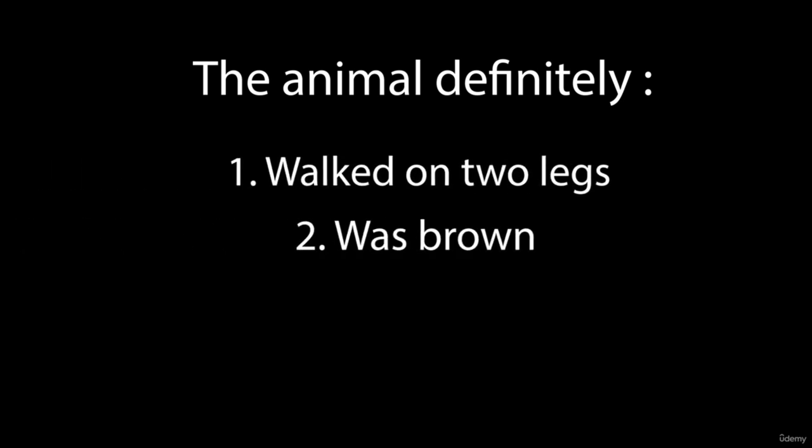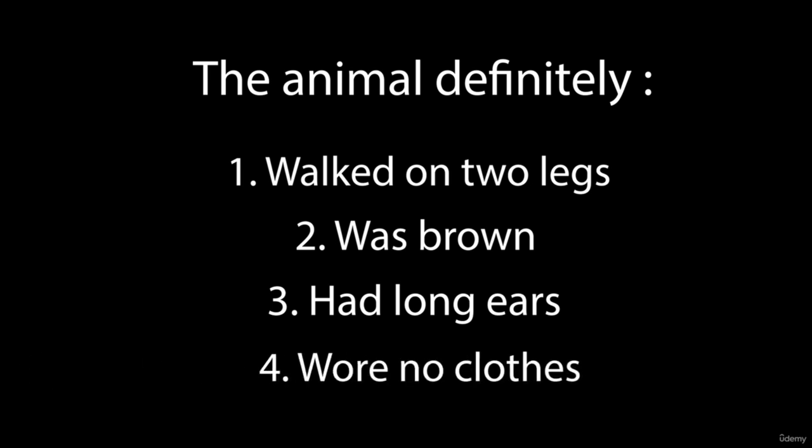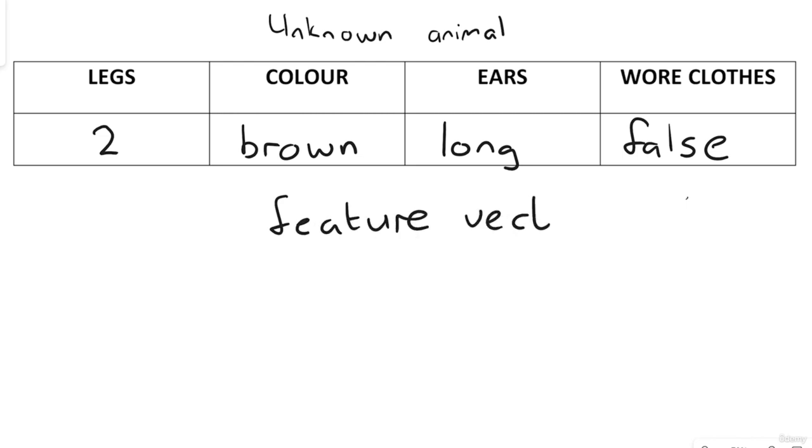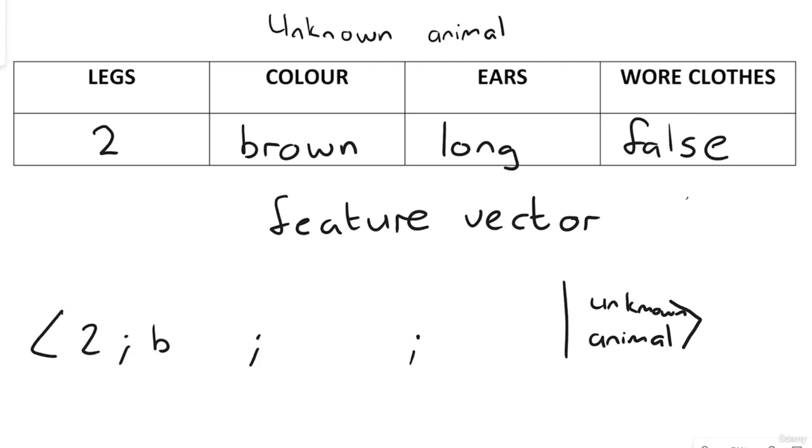The animal definitely walked on two legs, was brown, had long ears, and wore no clothes. So if we had to write this out, the unknown animal had two legs, was brown in color, had long ears, and wore no clothes. This could be rewritten into something called a feature vector, in which on the left-hand side we have the features of the sample, and on the right-hand side we have the classification of it. In our case, we do not have the classification, which we are going to try to find from this point. I would suggest that it's a good idea to write this down, as it would help following along as we move on from this point.